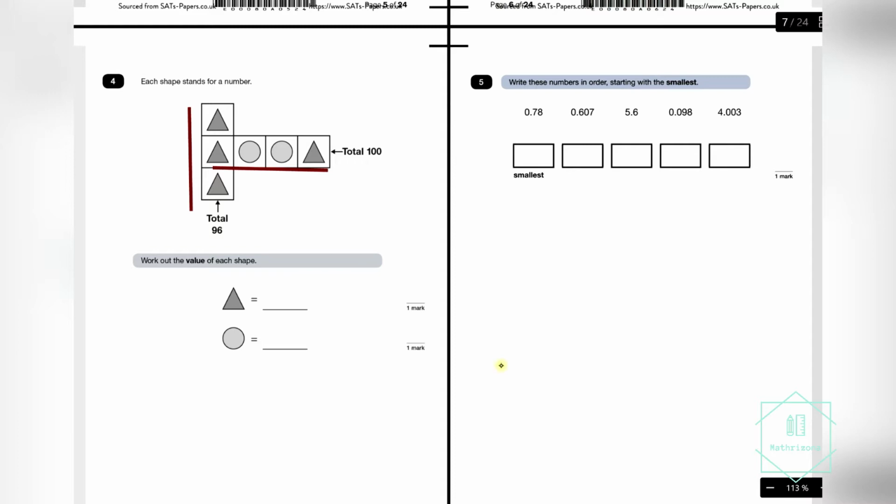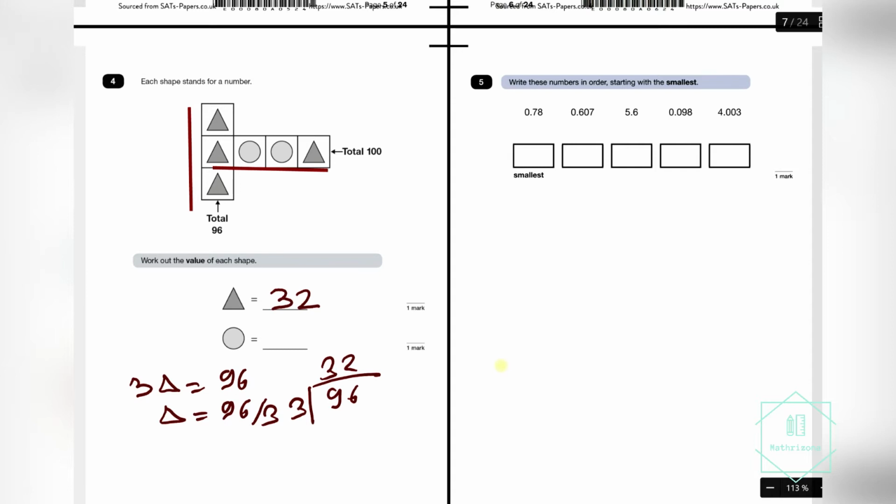Between the three triangles, so 1, 2, 3. So we have three triangles. If three triangles is equal to 96, then one triangle will be 96 divided by 3 using short division. 3 3s are 9 and 3 2s are 6. So that means triangle is 32.